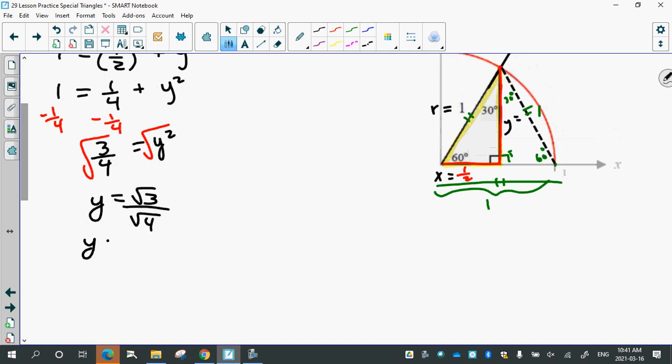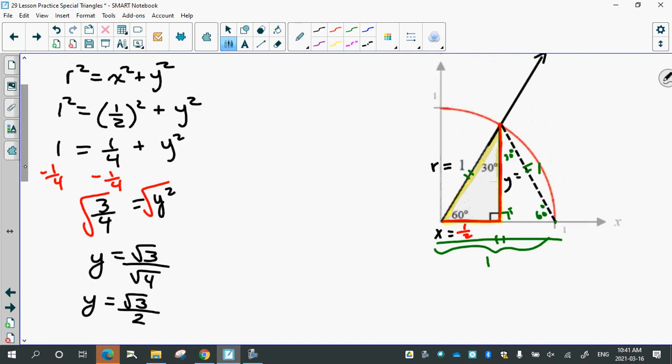Is either of those a perfect square that I can take the square root of? 4 is. So I'm going to leave root of 3 alone because it's a decimal, but root of 4 is actually 2. So that means this side over here, y, is root 3 over 2. So this side here, root 3 over 2, is y.